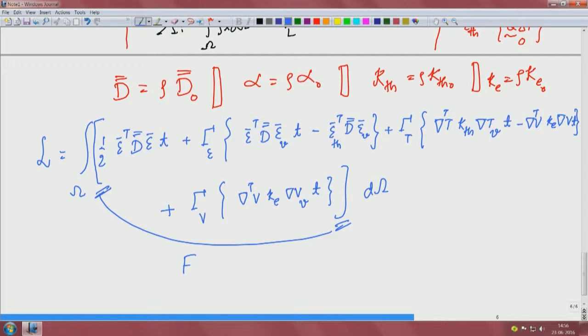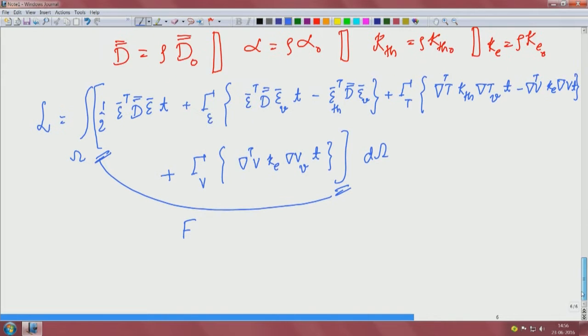Okay. Once we have this, we can write the Lagrangian for each of them. So, let me do it in RGB scheme. Let us, I will do red color, I will do variation of this with respect to u, which is actually epsilon.